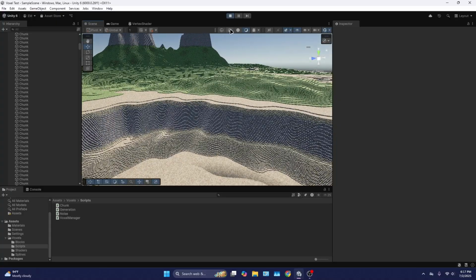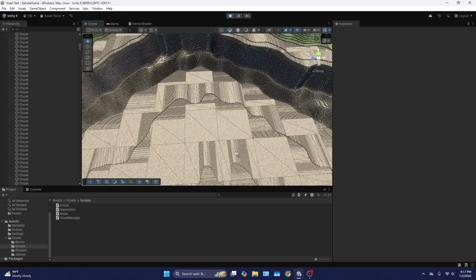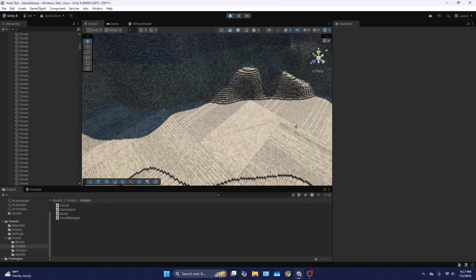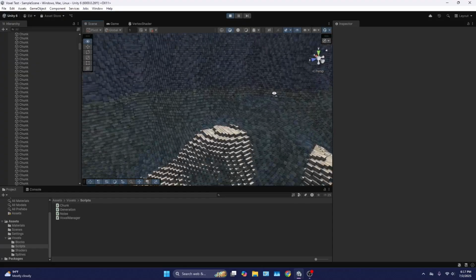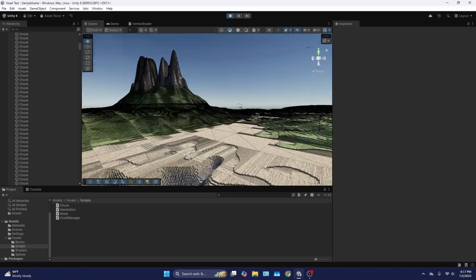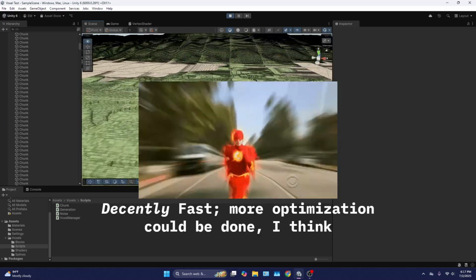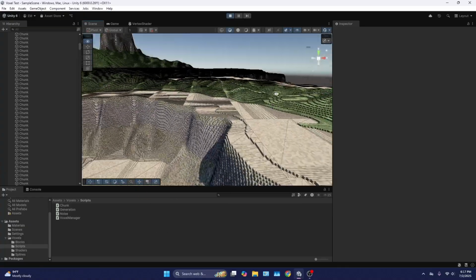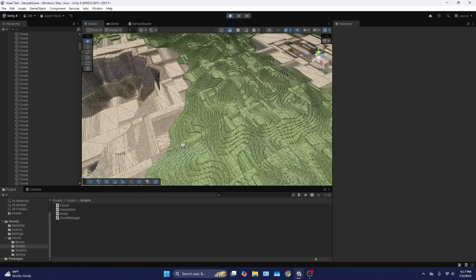I also added greedy meshing. So we'll be talking about this today. It's very cool. It's very fast. It loads like 10 times faster than it did previously.